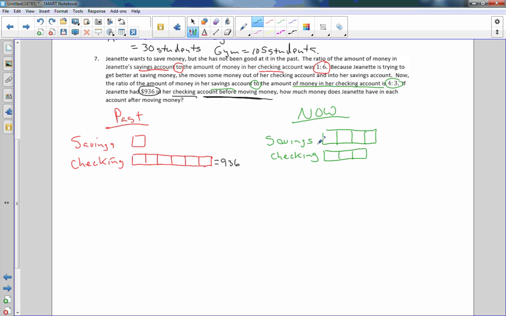There's our given. That's the key to answering all these questions. How much money does Jeanette have in each account after? So I want to know this, and I want to know that. So there are 1, 2, 3, 4, 5, 6 squares. So I'm going to divide 936 by 6. 5 times 6 is 30. And 6 times 6 is 36. No remainder. That's good. So there is $156 per square.